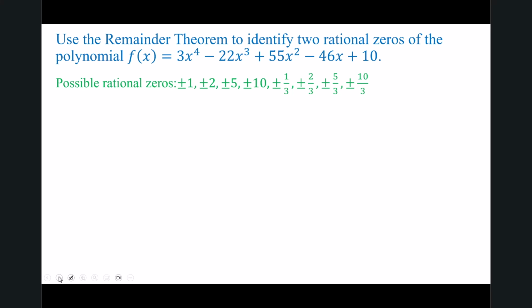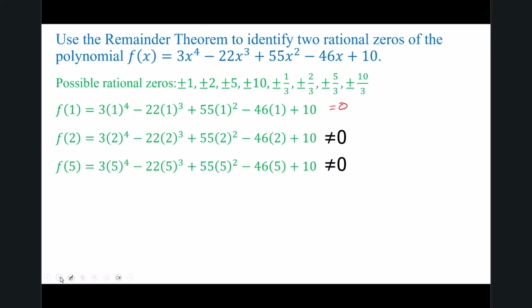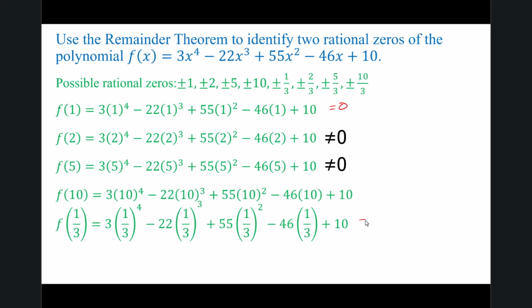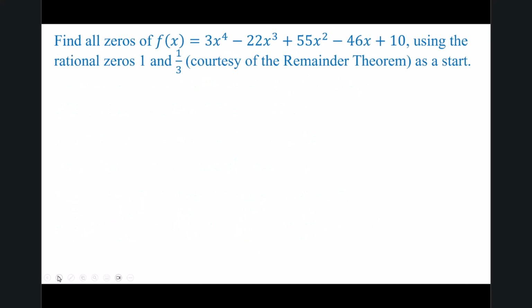Here's a list of the possible rational zeros, and if I try a bunch of these, I do get f of 1 equals 0, and f of 1/3 also equals 0. You could verify that on your own, or verify that the others here are not zeros. So two rational zeros are 1 and 1/3, because f of 1 equals 0 and f of 1/3 equals 0. Let's find the rest of the zeros.